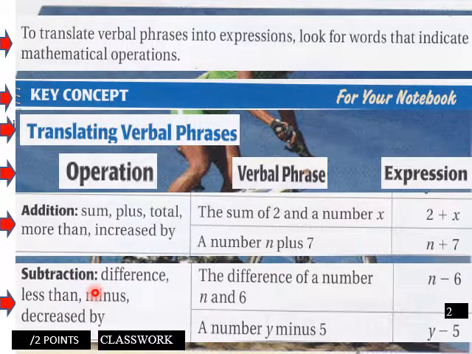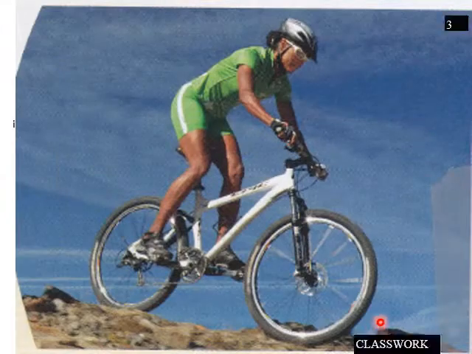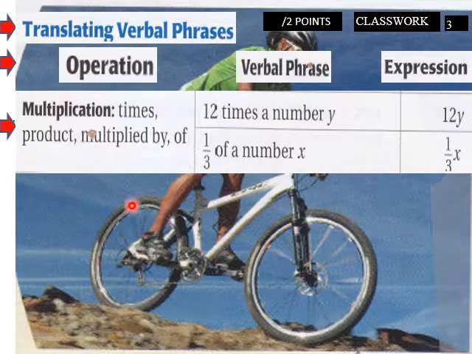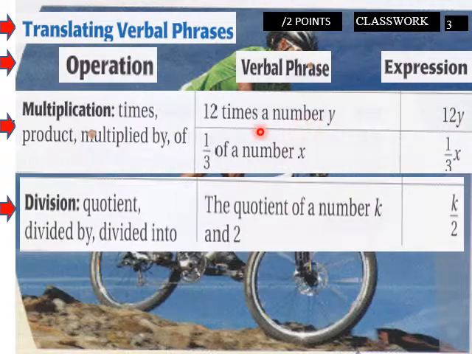And subtraction would be difference, less than, minus, decreased by. The difference of a number and a number y minus 5. Here would be the mathematical expression. And then translating verbal phrases: multiplication is times, product, multiplied by, of. So multiplication would be indicated by these words: 12 times y, or 1/3 of a number x, that would be the mathematical expression. And then division: quotient, divided by, divided into, the quotient of a number k and 2, then k over 2.